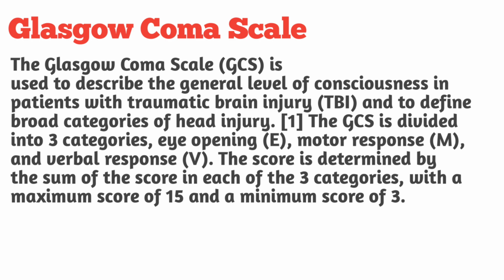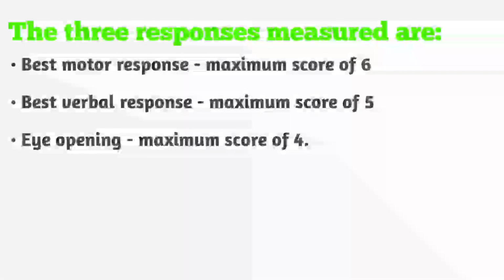The score is determined by the sum of the score in each of the 3 categories, with a maximum score of 15 and a minimum score of 3. The 3 responses measured are: best motor response, maximum score of 6; best verbal response, maximum score of 5; eye-opening, maximum score of 4.